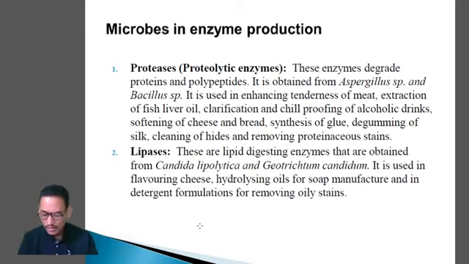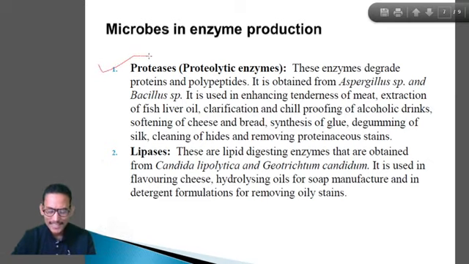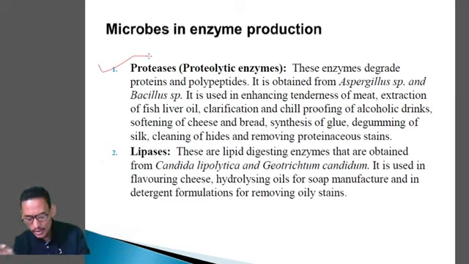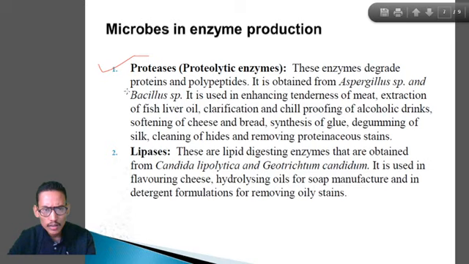Now we will discuss the role of microbes in the production of different enzymes, because many enzymes are now being produced which are used in industries. The first enzyme produced from microbes is protease, the proteolytic enzyme. This enzyme will break down proteins and polypeptides. Remember, this protease will degrade proteins and polypeptides.